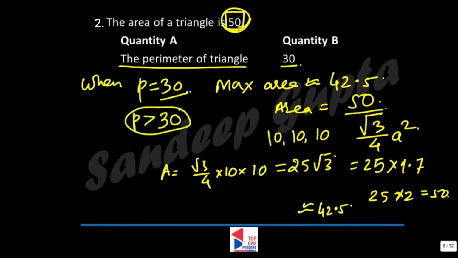I don't know what the value will be. I don't care about it. But with 30, I cannot make up to 50 area. I can make only about 42.5 area. So that means if the area is 50, the perimeter will have to be more than 30. Which means quantity A is more than 30 and quantity B is 30. Finally, quantity A is bigger than quantity B and my answer must be marked as A here. Okay, now let's see the next question.